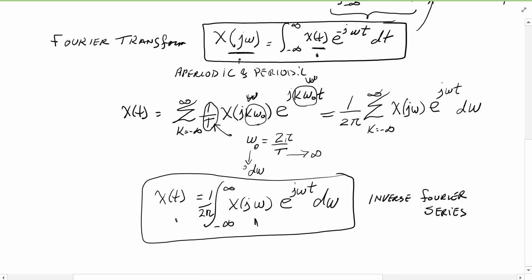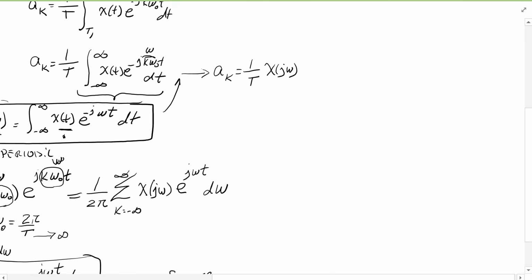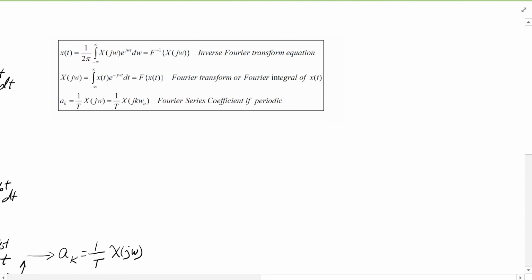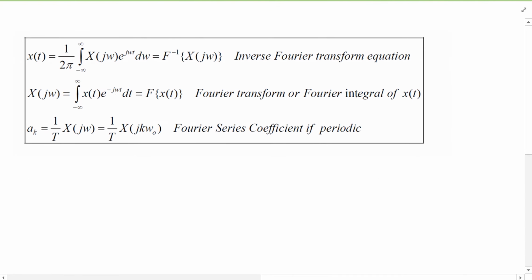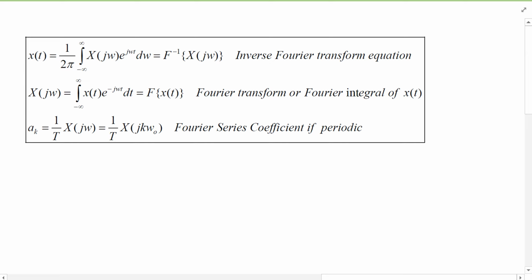One thing I want to make sure everybody notices: once we have given up on the periodic signal, the function in frequency no longer is discrete, but it's continuous. So both your signal in time and in frequency are continuous. That's a pretty important change. So here is a summary of everything we've talked about so far.